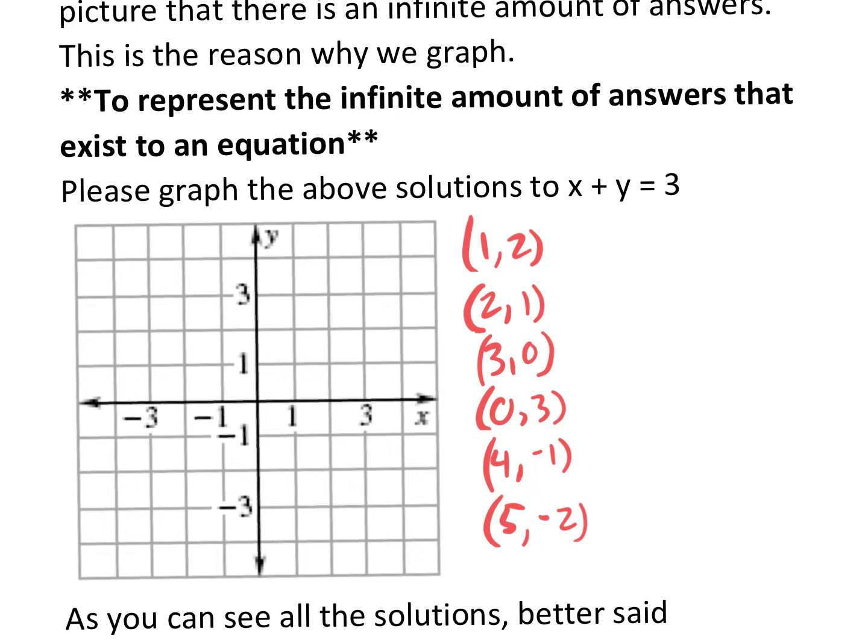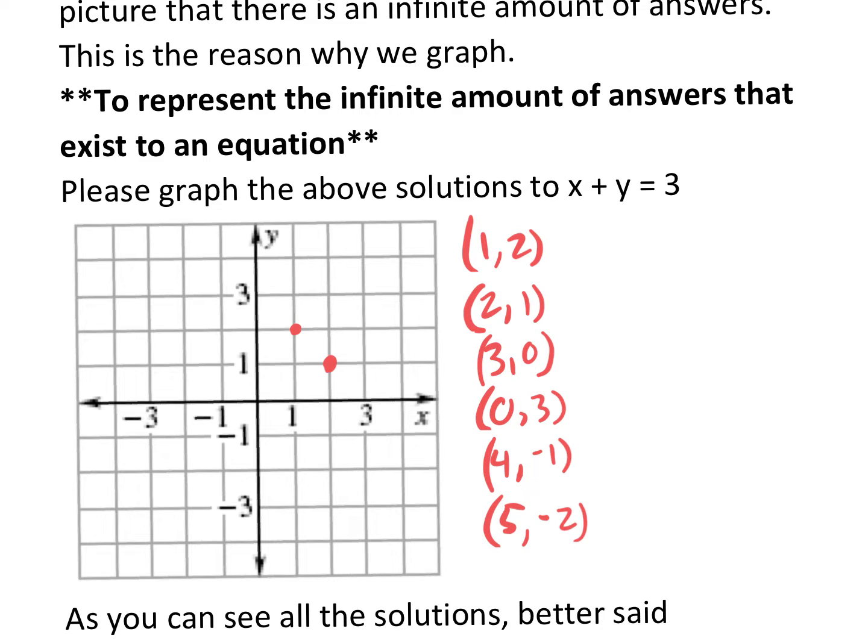So because we have these copies, let's all graph 1, 2: 1 on the x, 2 on the y, put a dot right there. Then go to the coordinate 2 on the x, 1 on the y, put a dot right there. And then you could continue to graph all these points, and it will end up being a line.